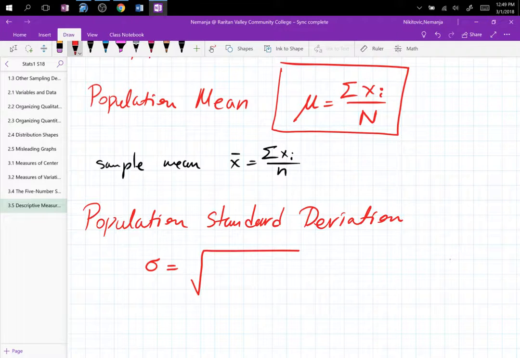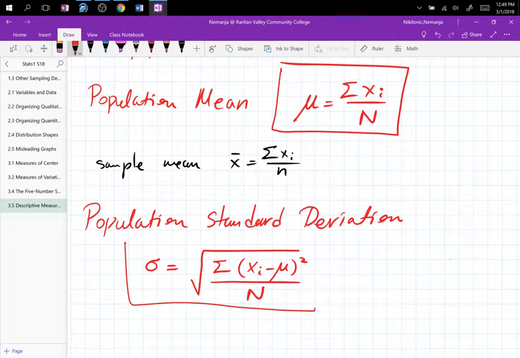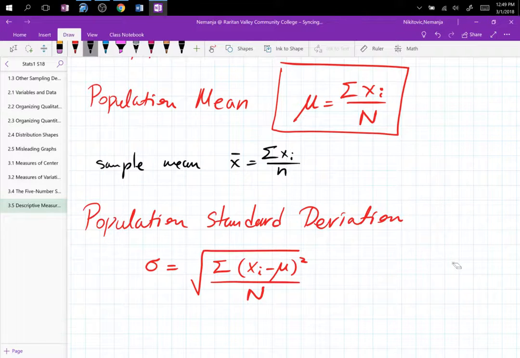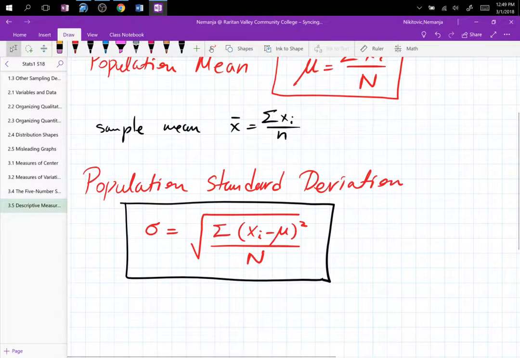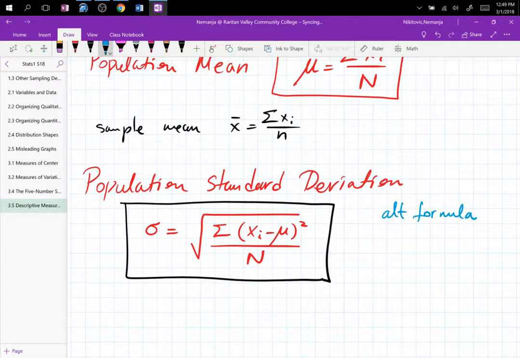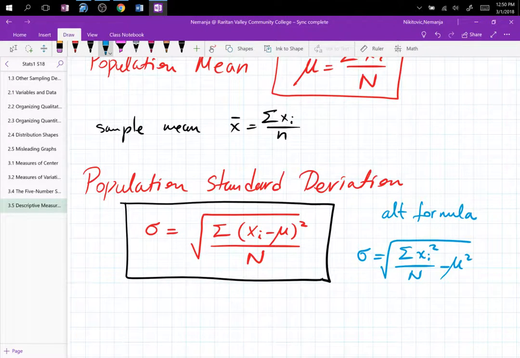So we will have the formula that says summation of xi's minus the mean, but now we are using mu because we are using the population. And if you learned your formula for standard deviation, you know that the sample had n minus 1. This one just has n. There's also an alternate formula: sigma equals square root of the sum of all xi squared divided by n, minus mu squared. That's the alternate formula.